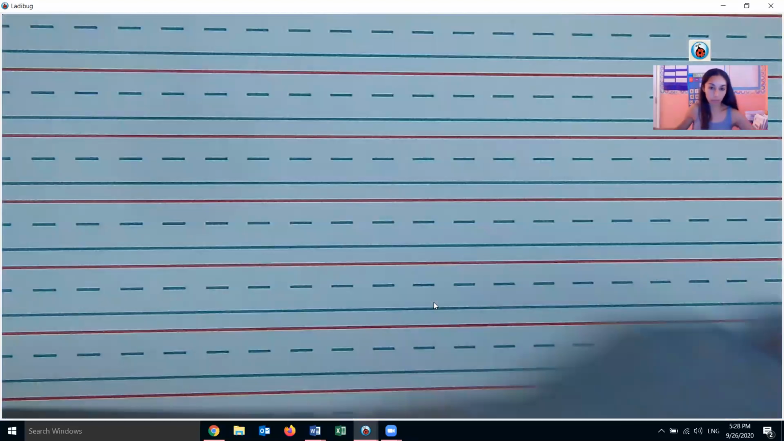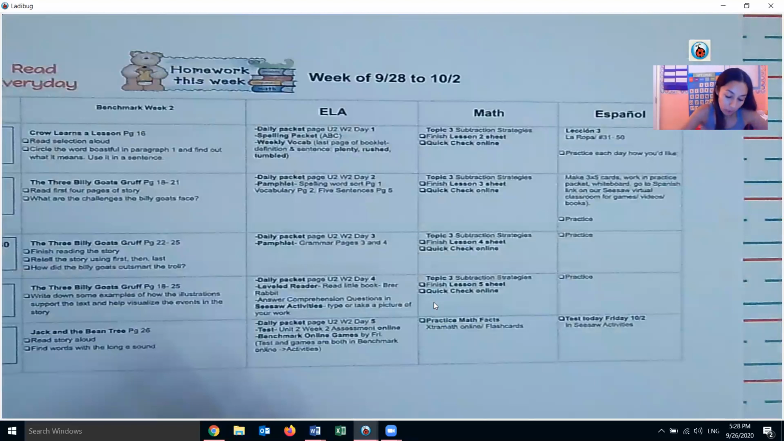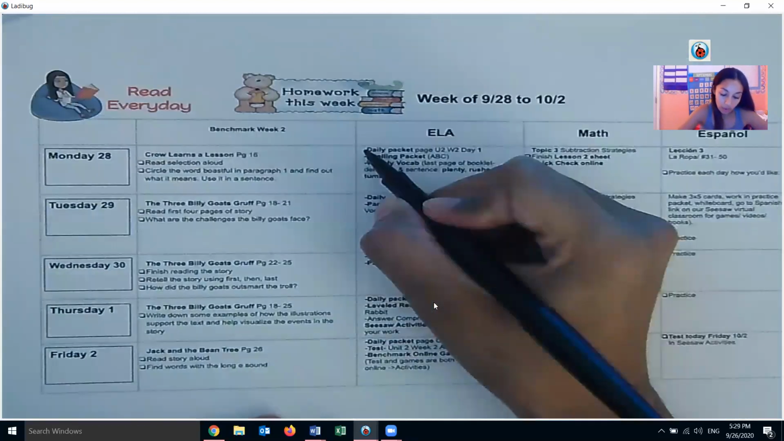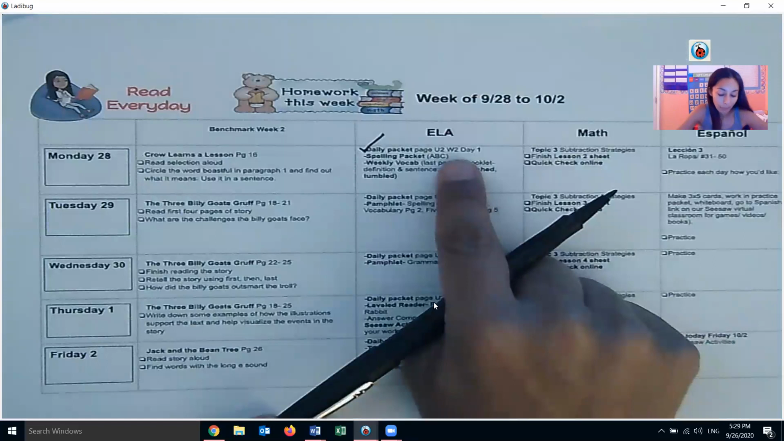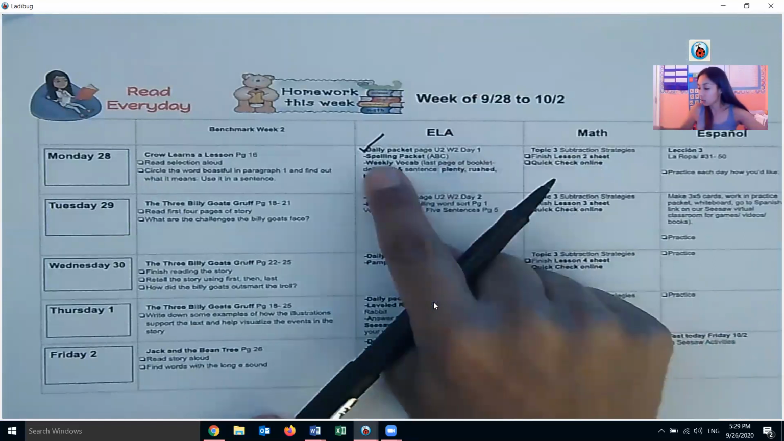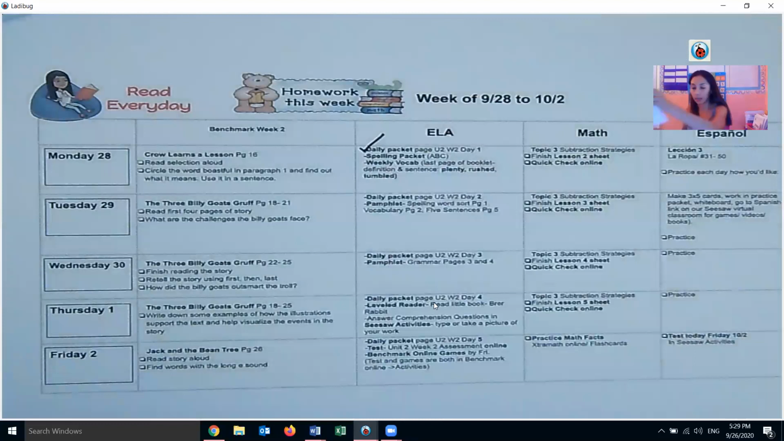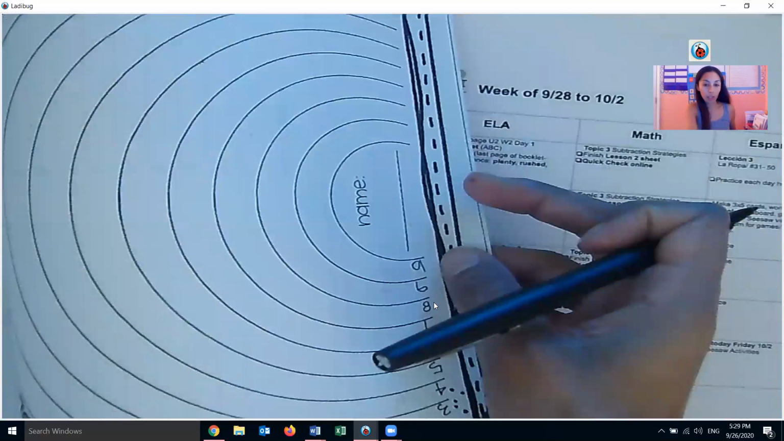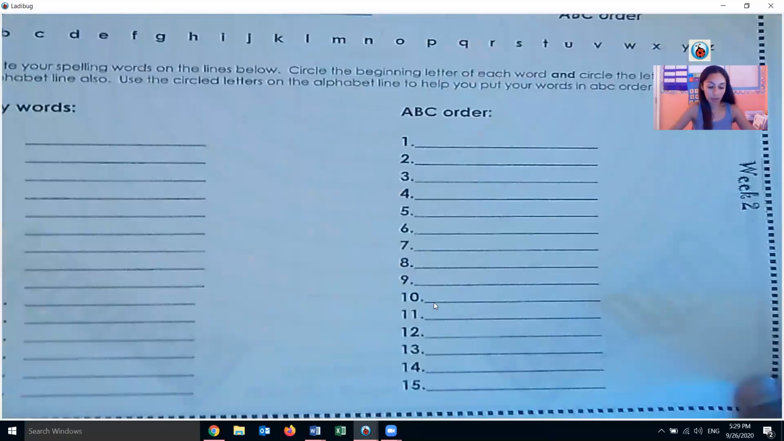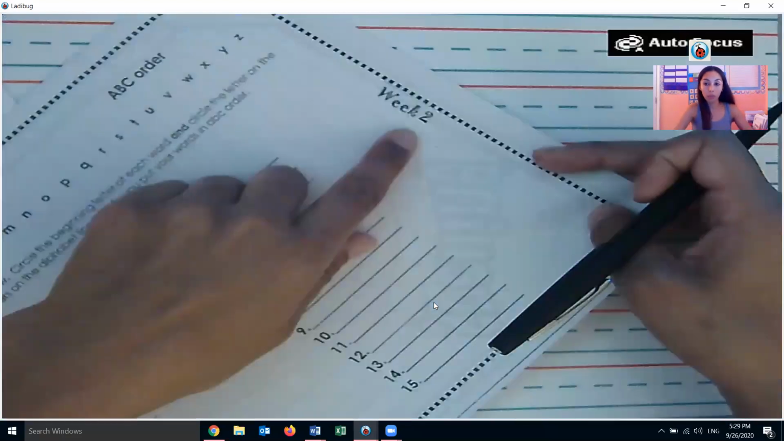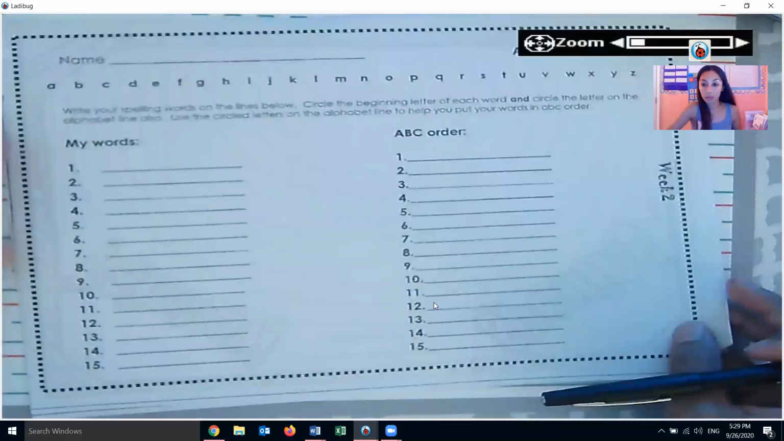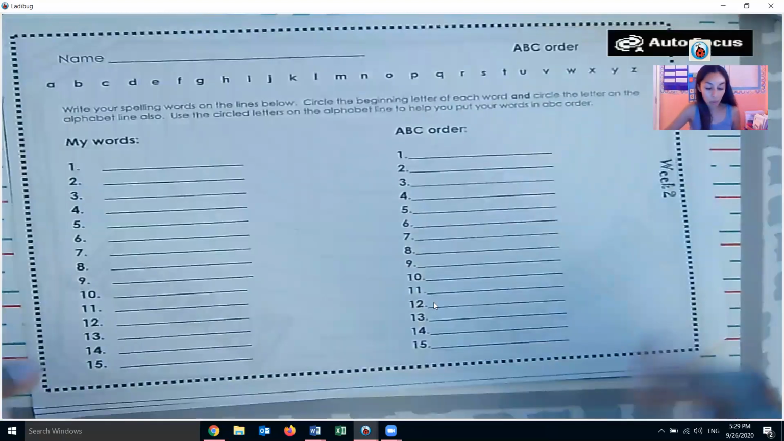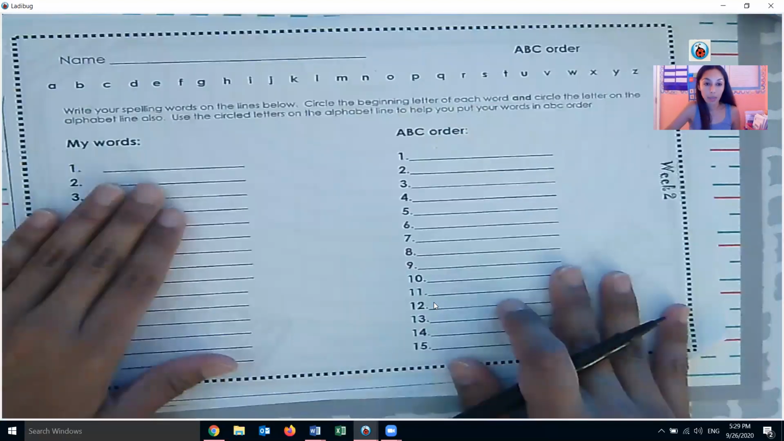Okay, so I'm gonna go to my calendar here and I can now check off the week 2, day 1. Next is a spelling packet. So this week's spelling packet, this is the one that starts off with that rainbow spelling. I'm gonna go to ABC order. So ABC order is this week's activity because we are on week 2. If you didn't use the rainbow spelling, you're welcome to use it for this spelling word list. But the one you need to do is the ABC order.